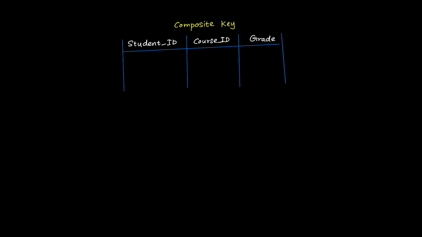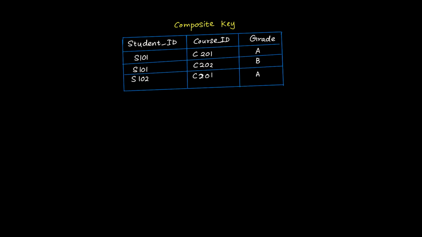A school database needs to track student enrollments. The problem is that student_ID alone can't uniquely identify an enrollment because one student takes multiple courses. And course_ID alone doesn't work either because many students take the same course. So you combine them. Student_ID plus course_ID together form a unique pair for each enrollment record. That combination is called a composite key.